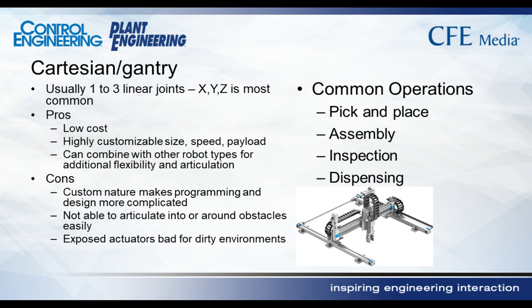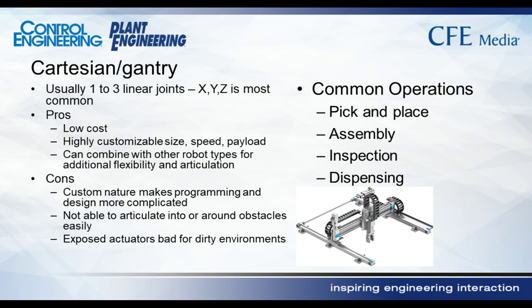Cartesian or Gantry robots are one of the most common types of robot. They usually consist of 1 to 3 linear joints, and a very common configuration is XYZ axes. Cartesian robots are usually very low cost compared to other types of robots. They are highly customizable in size, speed, and payload for small to very large applications. Additionally, in unique applications, a Cartesian robot can be combined with another type of robot as an end effector for additional flexibility and articulation.